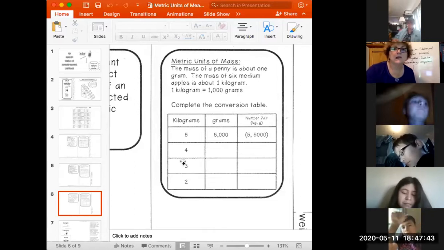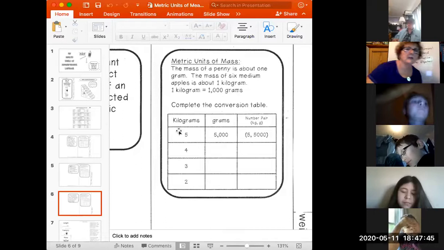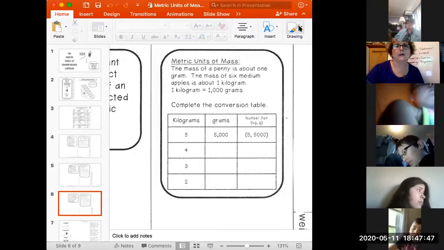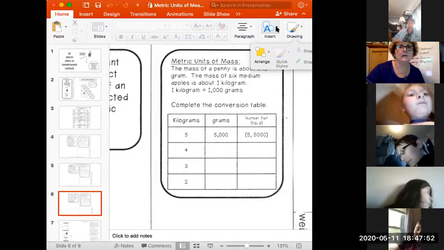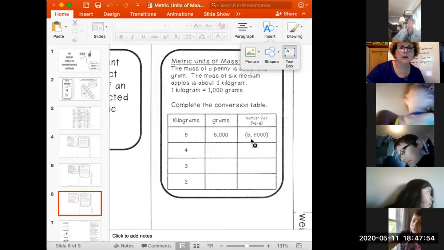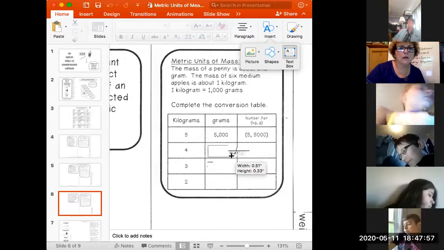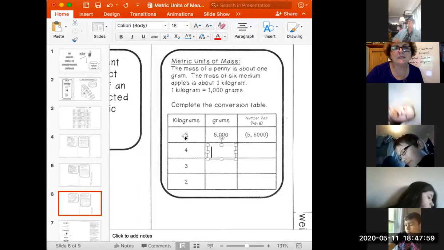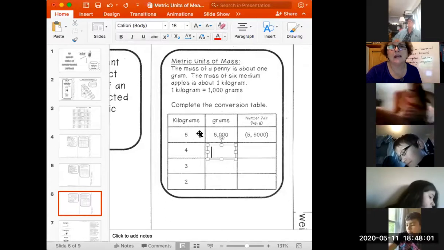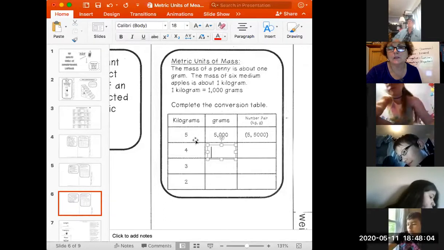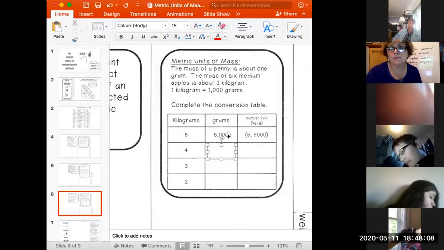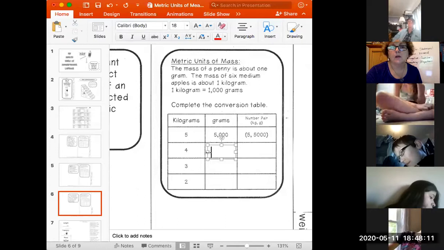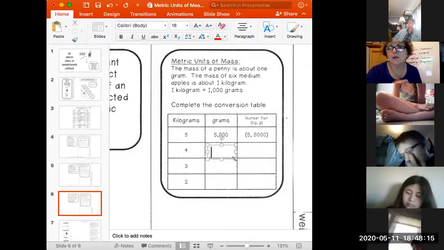Okay? So then if you look down here, where is my... Oh, there. Insert text box. All right. So let's look here. If this is 5 kilograms, it takes 1,000 grams to make 1 kilogram. So if you have 4 kilograms, how many grams is that going to be, Lexi?